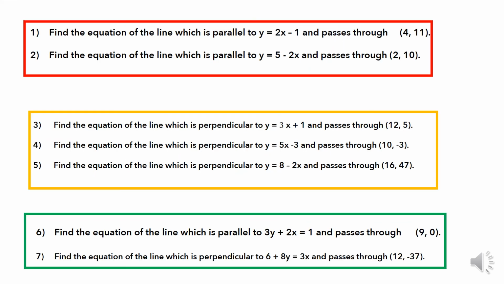Here are some questions for you to try. The red section is the one that is parallel, so that means the gradients are the same. For the yellow section, remember it's about perpendicular lines, so you have to do the opposite sign of the reciprocal. So you have to write the reciprocal and then change the sign. And the last section are the questions you have to rearrange. So for questions like this, don't do anything till you rearrange them to write them in the form of y equals mx plus c. So you have to move a few things around, get that into that format first, and then start the question.